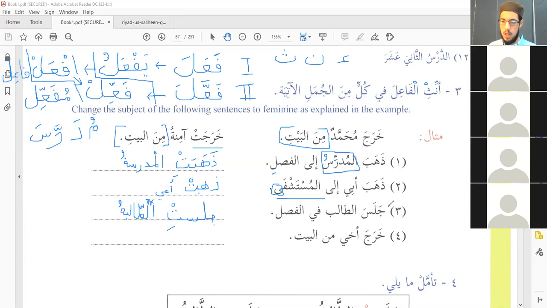Fantastic. And the last one, number 4. خرج أخي من البيت. خرجت أختي من البيت. Fantastic. And that's a nice, easy one to end on. خرجت أختي. No consonant cluster to break up, so we can give the full sukoon and ride off into the sunset.